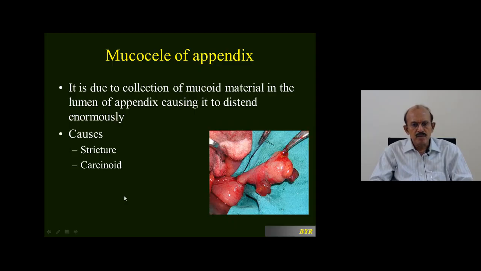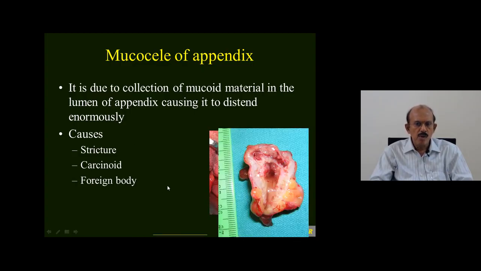Causes: stricture, carcinoid, foreign body. So that means some obstruction. The wall is enormously thickened, and you can see the mucoid appearance. The lumen is filled with a lot of thick mucoid material. You can find here a stricture.